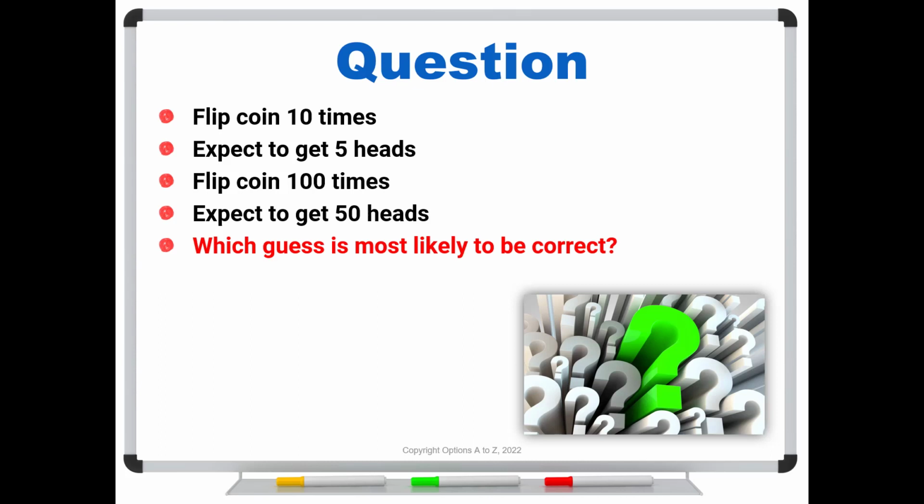Let's call this 2 different games. We play the first game, we flip it 10 times, and you guess 5. How likely is that to be the winning answer? Then we play it a second time and flip the coin 100 times, and you guess 50. How likely is that to be the correct answer? Well, if you're like most people, you will expect to be far more correct by flipping it 100 times.